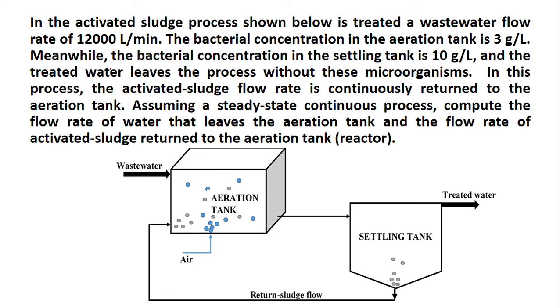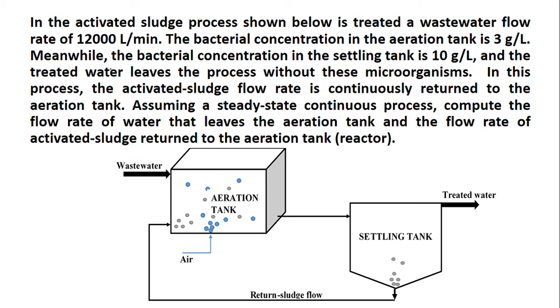The bacterial concentration in the aeration tank is 3 grams per liter. Meanwhile, the bacterial concentration in the settling tank is 10 grams per liter. And the treated water leaves the process without these microorganisms. In this process, the activated sludge flow is continuously returned to the aeration tank.